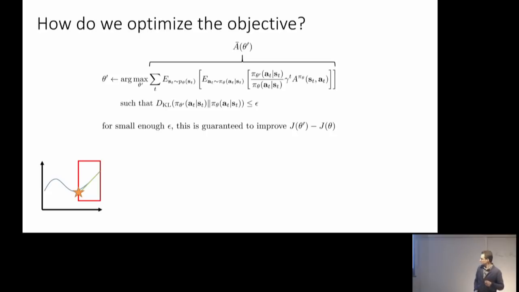So this doesn't always work. If I make that red box big enough, eventually this will fail. But for small enough constraint regions, it's totally fine to approximate your function.